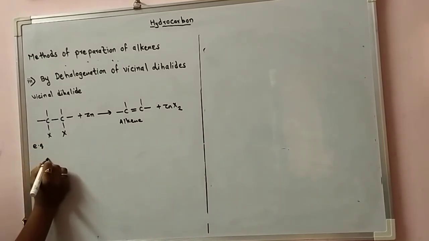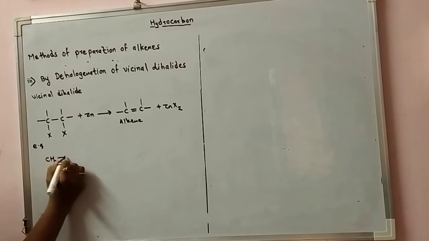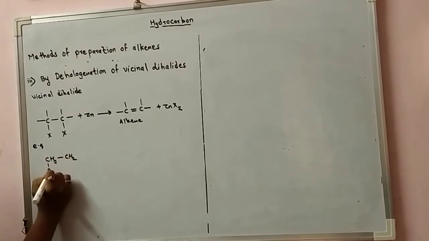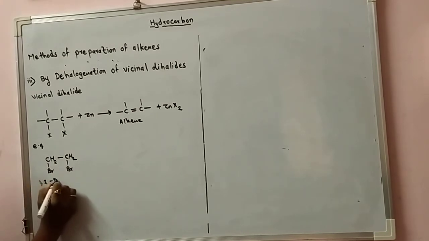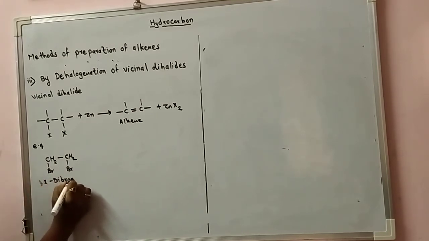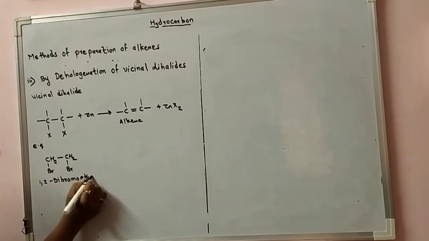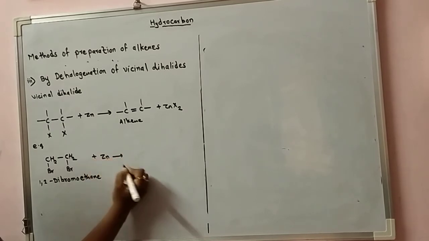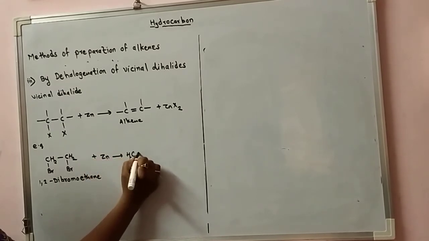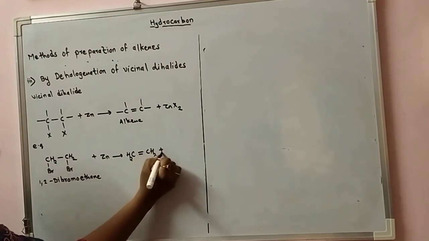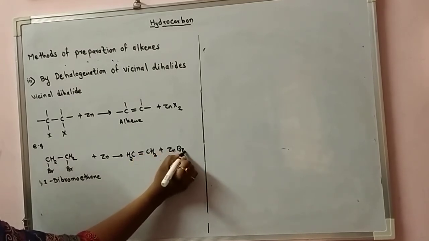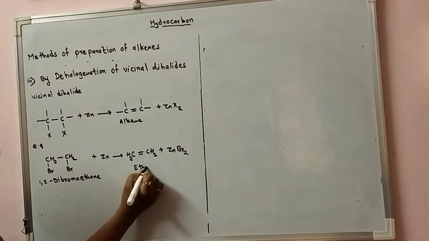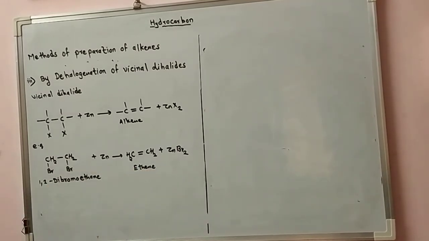If there are two carbon atoms, CH2 single bond CH2, with two bromine atoms attached, it is 1,2-dibromoethane. This vicinal dihalide on treatment with zinc metal gets converted to ethene. So ethene is obtained from the vicinal dihalide 1,2-dibromoethane.